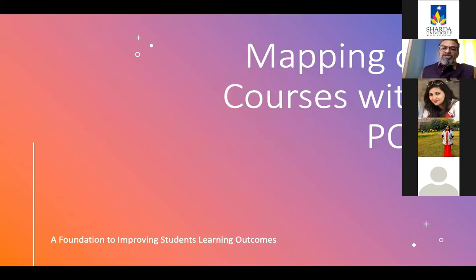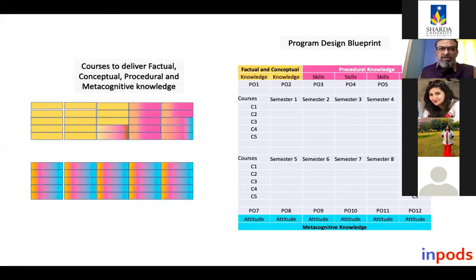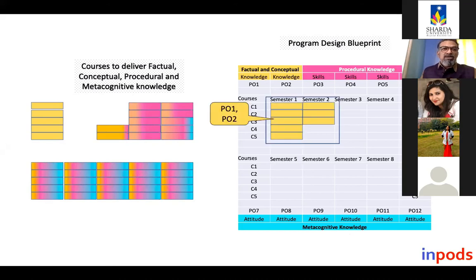Mapping of the courses. Now, when we start thinking about the top-down approach of the program, once we come up with the program outcomes which are falling into these categories, factual, conceptual, procedural, and metacognitive, then we have to think about what courses will have to be designed to deliver the requirements of those program outcomes. So you will have a set of courses to address the knowledge related program outcomes, right? Let's say PO1 and PO2.